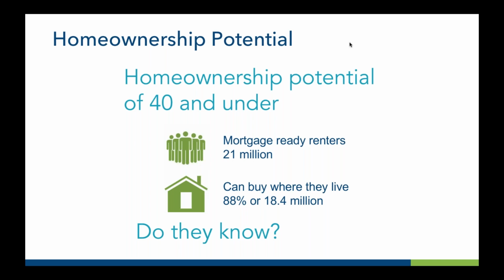So across 31 major metros in the US, that study found that there were about 21 million mortgage-ready renters under the age of 40. So basically 21 million millennial renters who were ready to secure a mortgage, were income and credit qualified to do so, and 88% of those, or over 18 million of those mortgage-ready renters, could also afford to buy a median-priced home in the market where they currently live. Now, that's pretty generous, right? Most first-time home buyers are not going to buy a median-priced home. They're going to buy somewhere below the median. But nonetheless, that's pretty staggering.